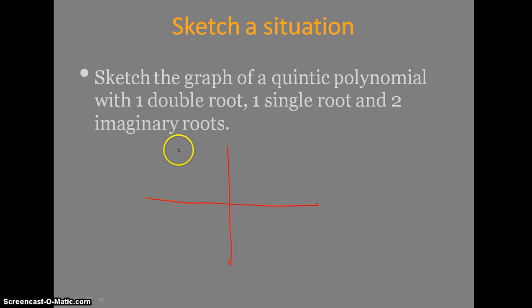Sketch a graph of a quintic again with 1 double root. Again, we could have opposite end behaviors with it being degree 5. So let's start with 1 double root, okay, 1 single root, and 2 imaginary roots. So we've definitely got 1, 2, 3, 4 bends, so we could have a degree 5. We've got the double root there, the single root there, and then never again do we touch the x-axis. So that one looks good to me.